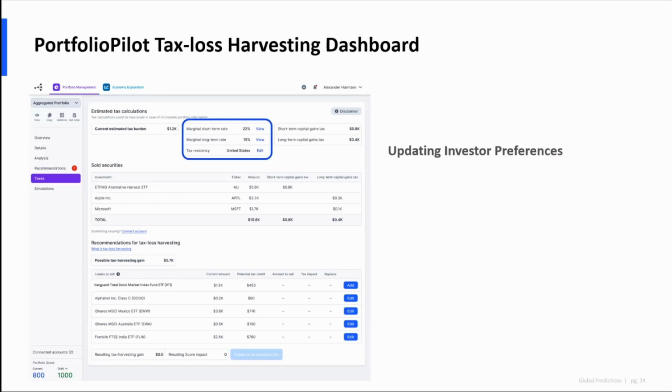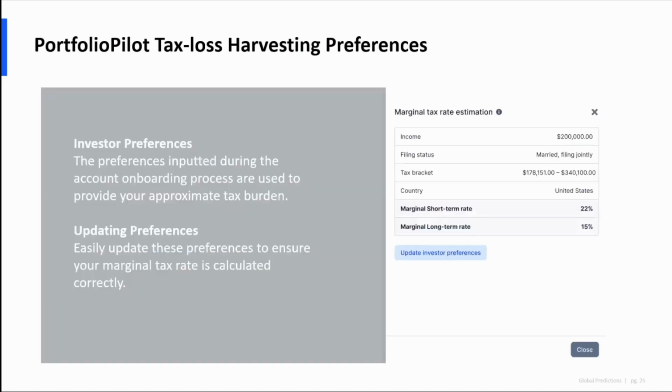So that is where this information is coming from. But if for some reason anything has changed since you signed up, by clicking that edit button, you can actually see the breakdown of how we've come up with your marginal short-term rate and your marginal long-term rate. Just to preface, this is for the United States, not Canada. It's, again, as Reed mentioned earlier, much simpler. But if anything has changed, clicking that update investor preferences will take you to your settings, and you can update these numbers, and then by saving it, it'll update this screen.